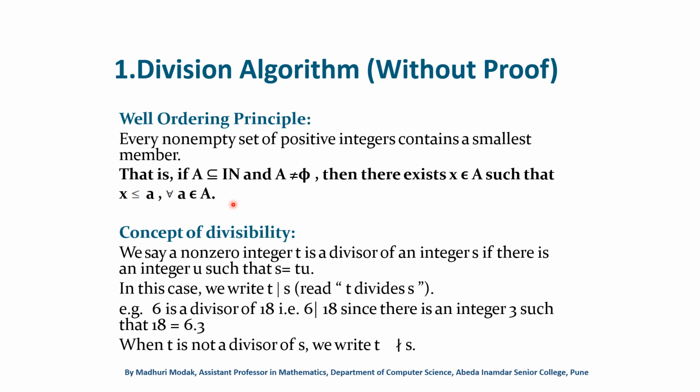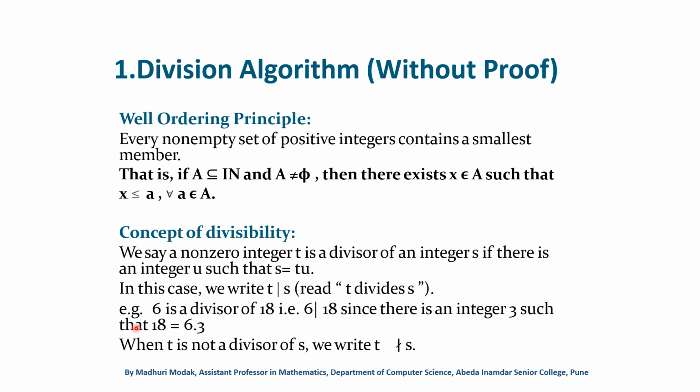Now, the next is the concept of divisibility. See the definition. We say a non-zero integer t is a divisor of an integer s if there is an integer u such that s equals tu. Always remember, we can divide any integer by only a non-zero integer. So, a non-zero integer t is a divisor of an integer s if we are getting some integer u such that s equals tu. And in this case, this is the notation to write t divides s.